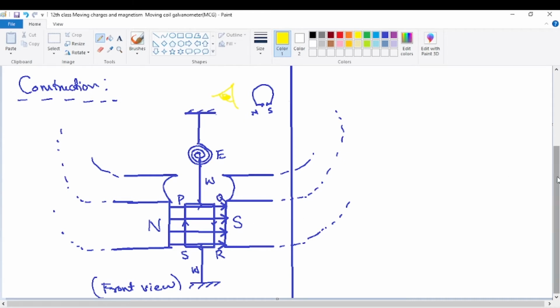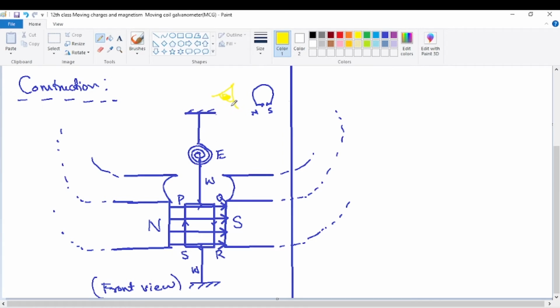Now what is the purpose of the concave north and south poles? The purpose is they help in making the field radial. How do they make the field radial? This can be understood like this. Firstly, what is this radial field? Now just observe here. This is the front view. Now what about the top view?